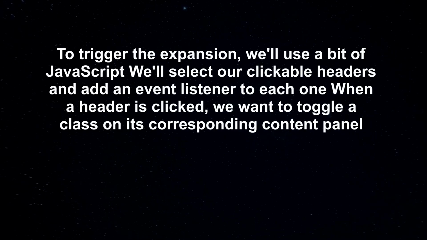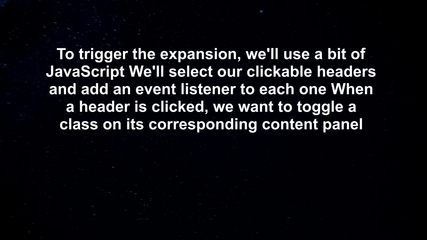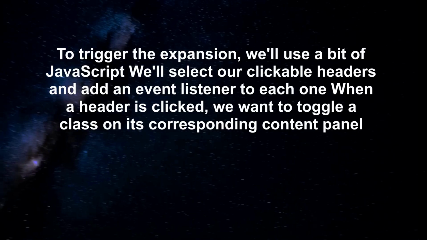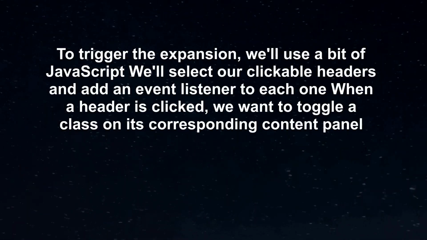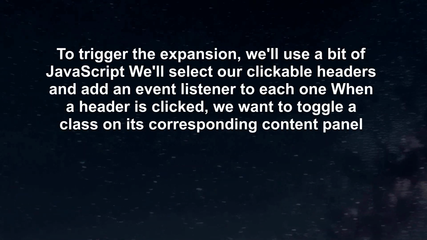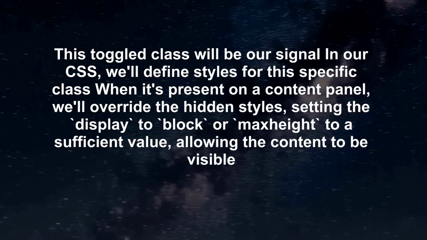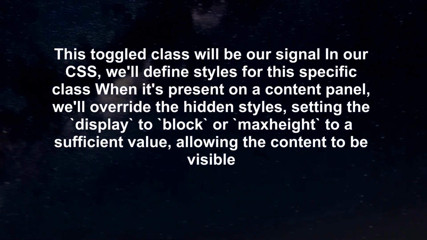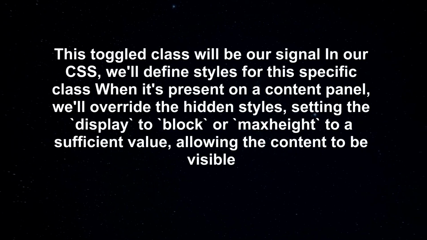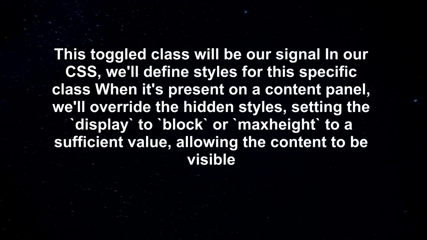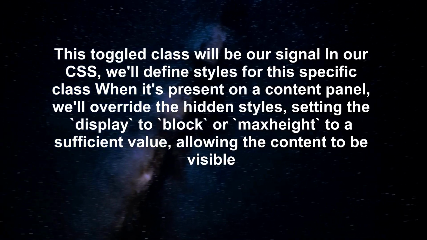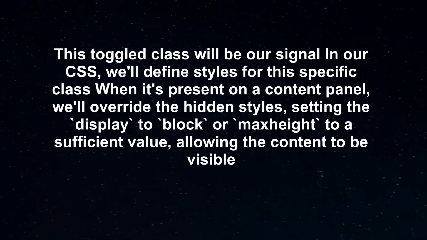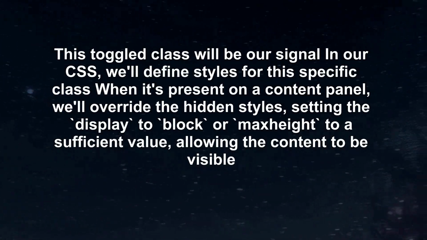To trigger the expansion, we'll use a bit of JavaScript. We'll select our clickable headers and add an event listener to each one. When a header is clicked, we want to toggle a class on its corresponding content panel. This toggled class will be our signal in our CSS. We'll define styles for this specific class when it's present on a content panel. We'll override the hidden styles, setting the display to block or max height to a sufficient value, allowing the content to be visible.